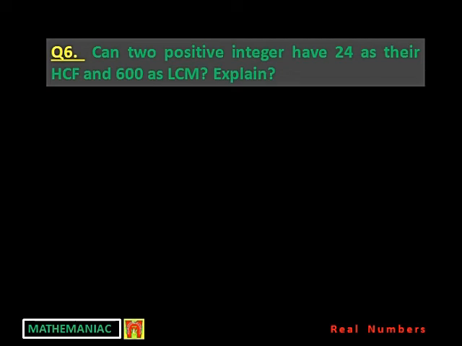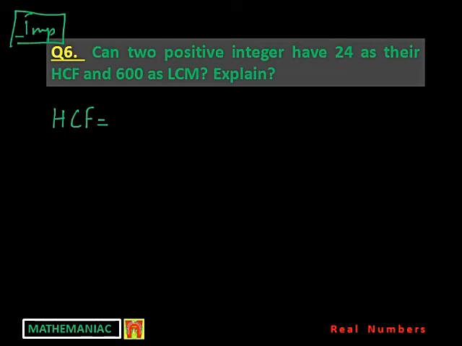Now, can two positive integers have 24 as their HCF and 600 as their LCM? Explain. It is a very important question to check whether you are clear about the basics or not. Before you proceed, the explanation is one line, but you should know the background. That background I am explaining.